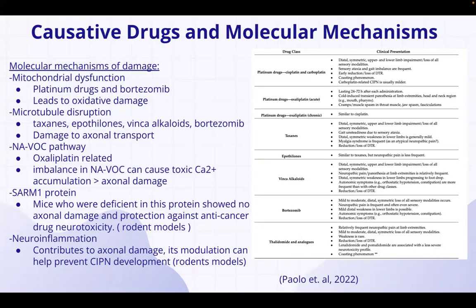And then the sodium VOC pathway is oxaliplatin related, and imbalance in it can cause toxic calcium accumulation, which ultimately leads to axonal damage. And then the last two are SARM1 protein and neuroinflammation, which are a little bit less studied than the above ones, as they are seen mostly in rodent models, not in humans. But besides that, they are still being heavily researched now, as in the rodent models, the lack of the SARM1 protein and lack of neuroinflammation and their modulations were shown to help prevent CIPN development and protect against these drugs.